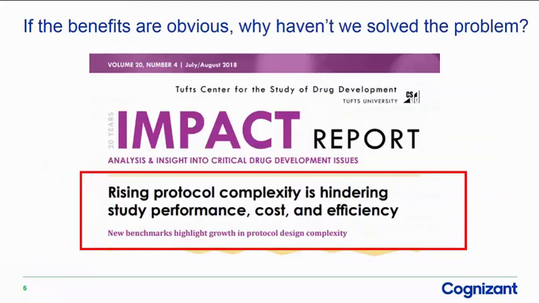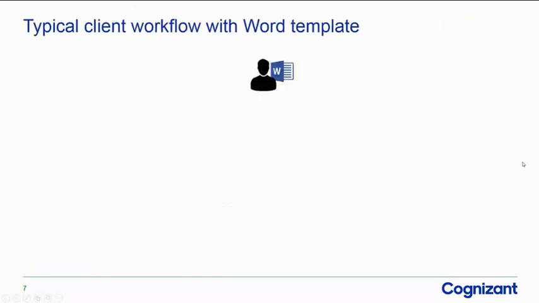But if the benefits are obvious, why do we keep seeing headlines like the one on your screen? Why do our protocols seem to gain complexity, and why is the process still so time-consuming? Well, the answer is because we're still using old technology, which is word processing, to solve problems that are actually caused by word processing. It's a document-based process. It's always been a document-based process, and it is really just the paper process made electronic.